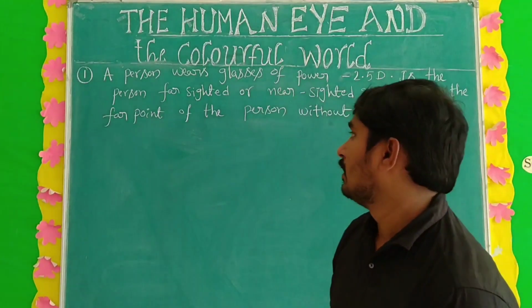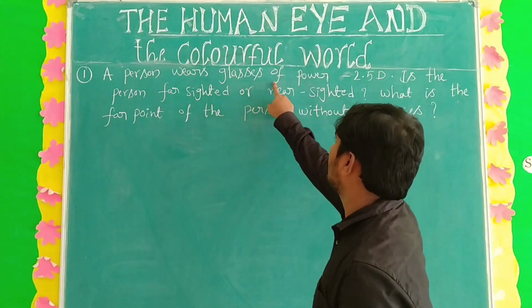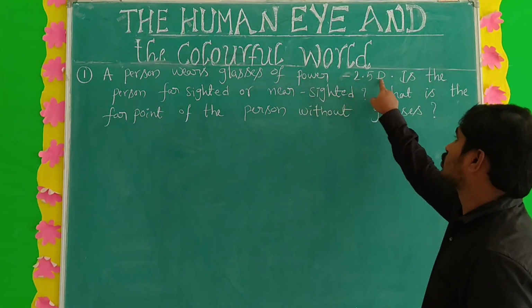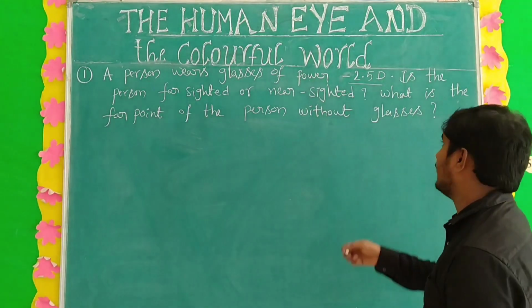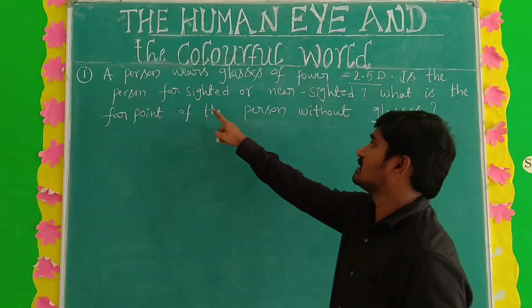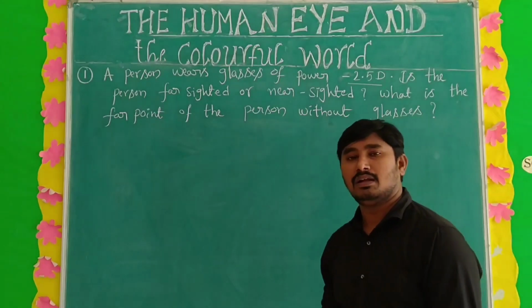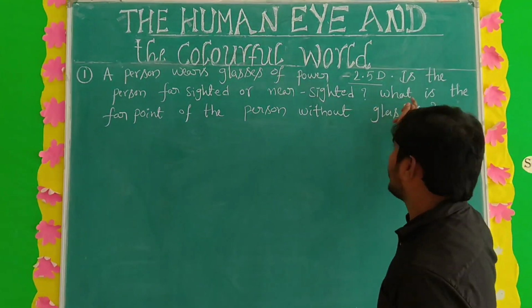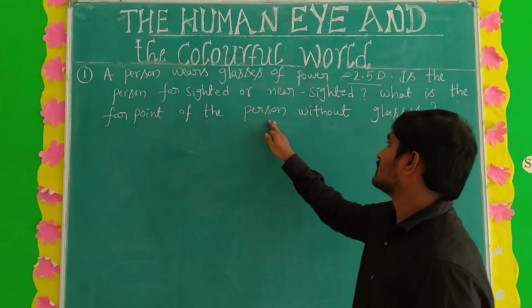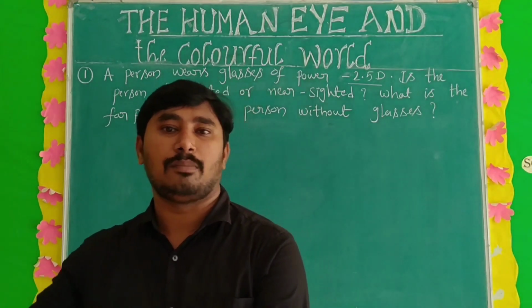See here, the first problem is: a person wears glasses of power minus 2.5 D. Is the person far sighted or near sighted? Means you have to find what is the sight here, the far sight or near sight. And what is the far point of the person without glasses? So without glasses we have to find the far point.